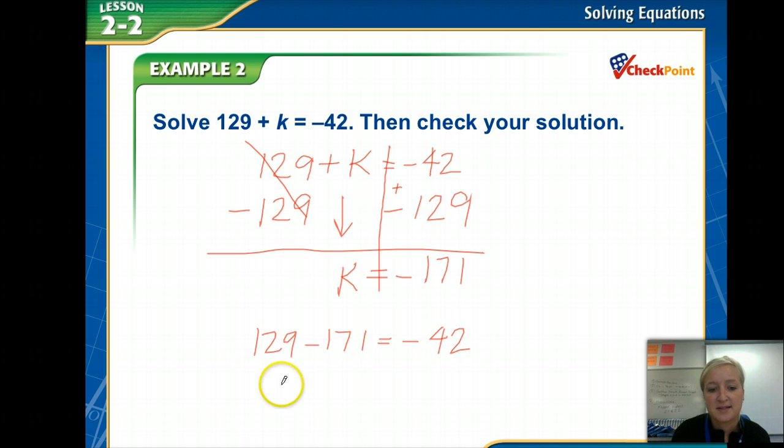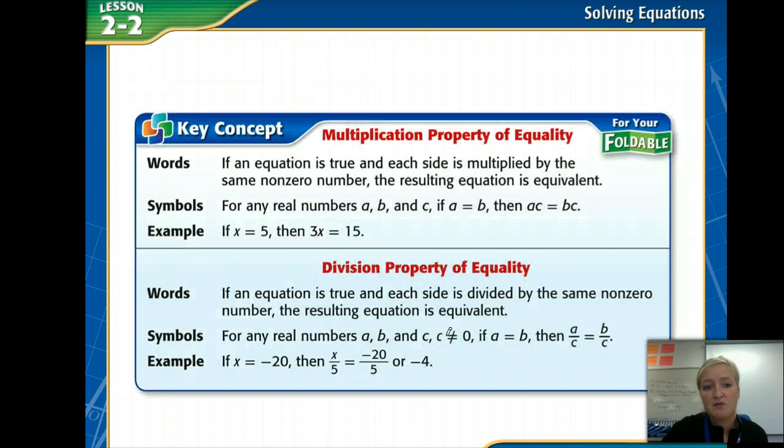Does that make sense? Yes, because I have a negative 42 on this side and a negative 42 on this side. So my answer has been checked. Did you get the same thing? Let's move on. The next key concepts, the next examples, are going to deal with multiplication and division. If we want to undo a multiplication problem, we're going to do that by division, and vice versa. If we have a division problem, we're going to undo it by multiplication.